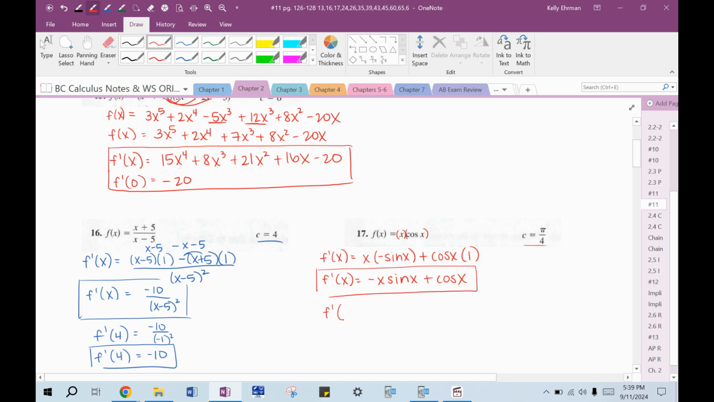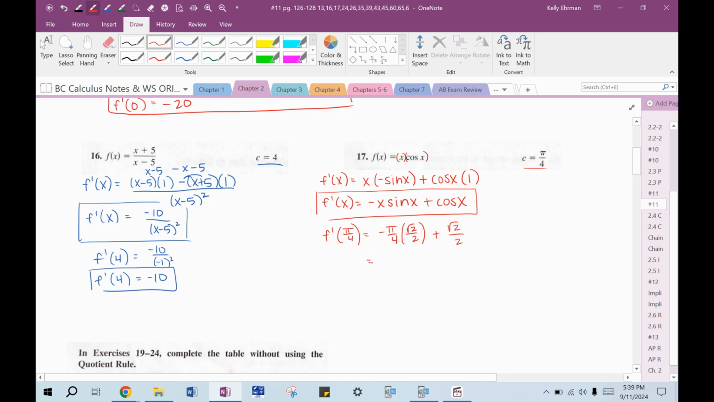Evaluate f prime at pi over 4. So that gives us negative pi over 4. Sine of pi over 4 is radical 2 over 2. Cosine of pi over 4 is also radical 2 over 2.